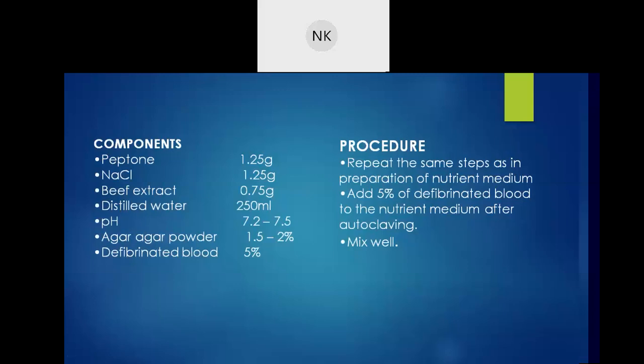So after autoclaving, when the medium comes to around 45 degrees Celsius, the blood is added, mixed well, and then poured into the petri dishes. This is the composition of the blood agar media: peptone, NaCl, beef extract, agar agar, and finally after autoclaving, that is sterilization, we add defibrinated sheep blood; horse or pig blood can also be added.